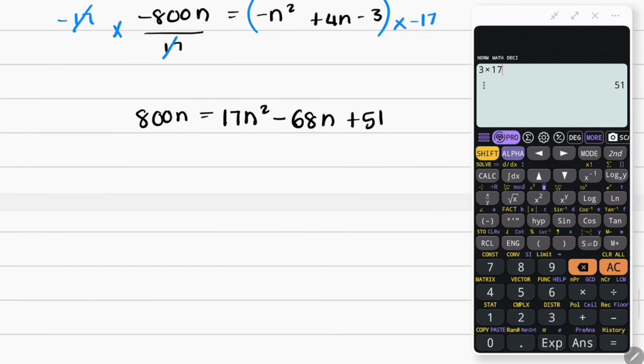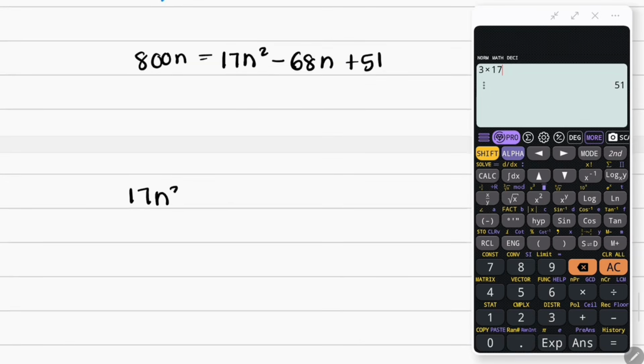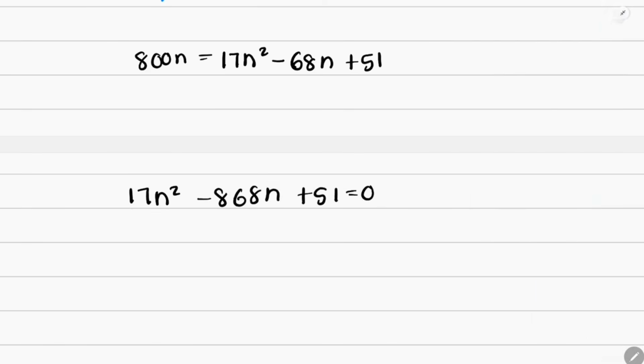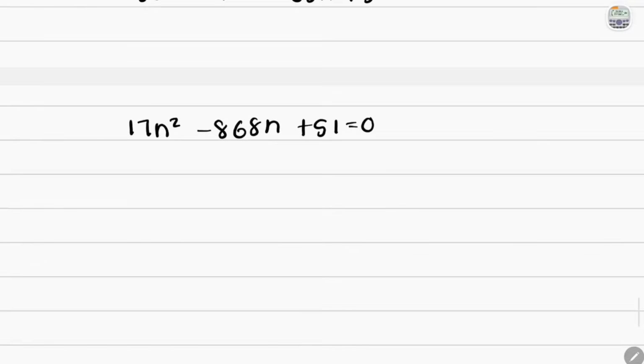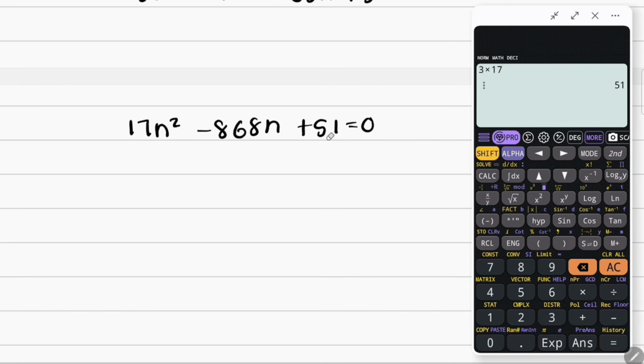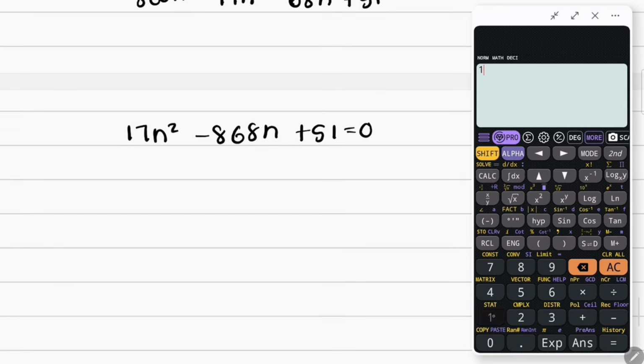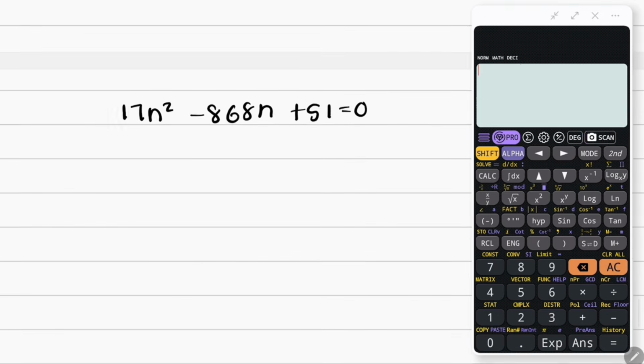And we can transpose this 800n. So this is 17n squared minus 68n minus 800. And when we transpose, you see that this is just going to be negative 868n, and then plus 51 is equal to 0. Okay, so this is what we have, and we just need to solve for n. So it probably has common factors. We know that 17 is a factor of 51, so there's probably a common factor of 17 all through. So what is negative 868 divided by 17? No. Okay, so there's no common factor, unfortunately.